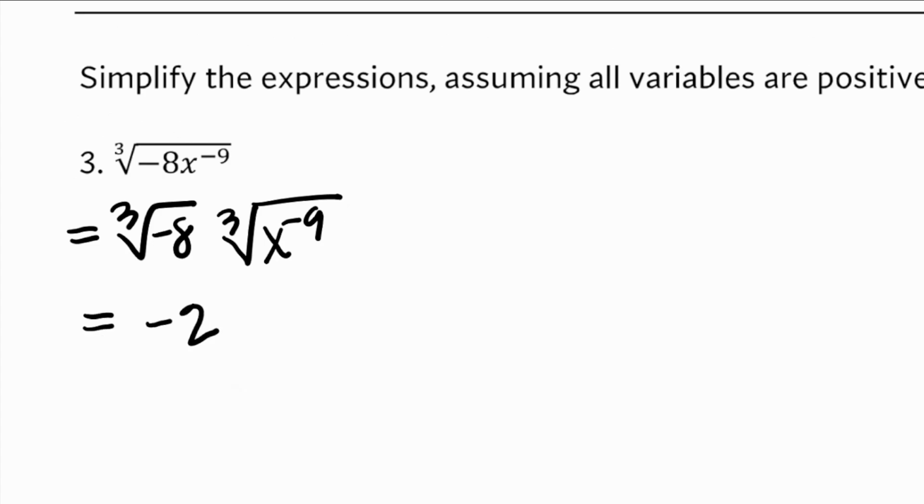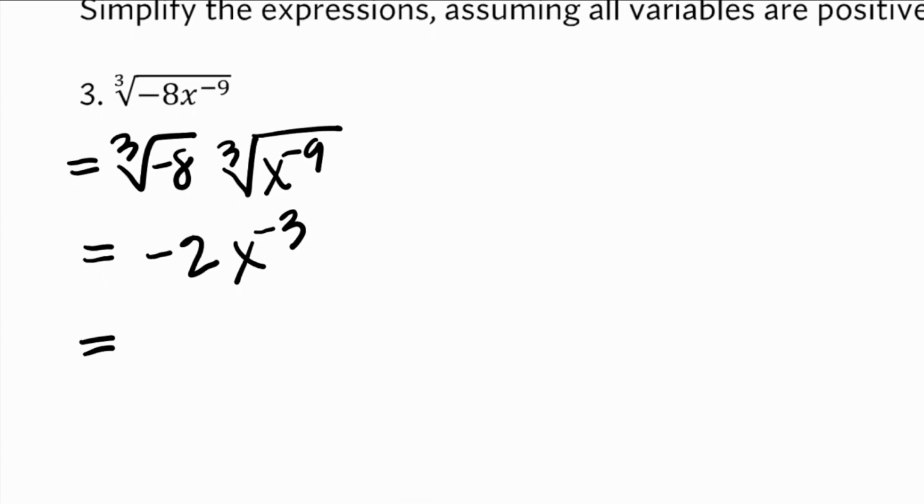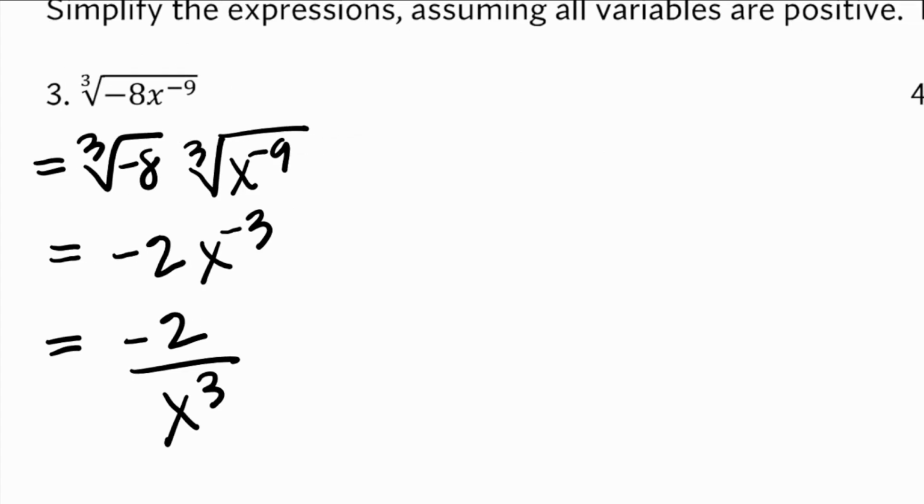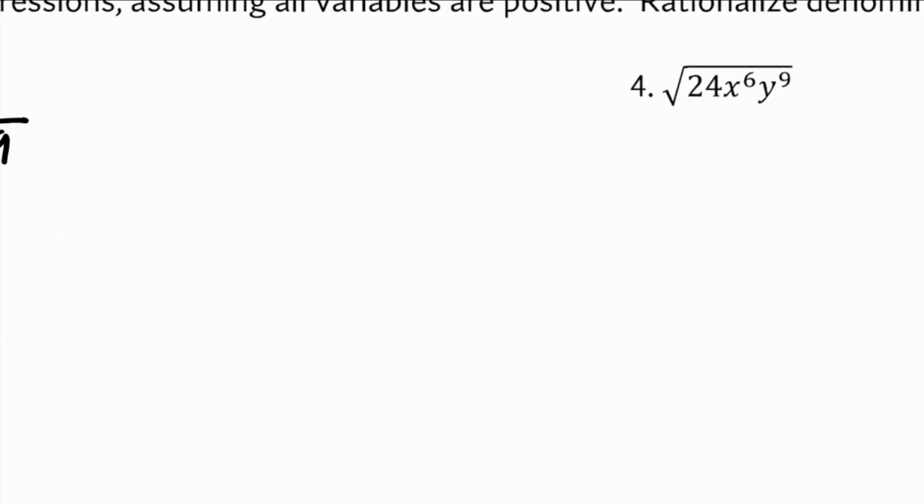And then the cube root of x to the negative 9, I'm going to divide that power by 3. That's what the cube root does. It's the 1/3 power. So I'm going to say that's x to the negative 3. And I didn't say that we needed to have positive exponents. I think it might be good for us to remind ourselves that negative 2x to the negative 3 is the same number as negative 2 divided by x to the 3. The negative on that exponent only makes it a fraction. It doesn't have anything to do with it being positive or negative.